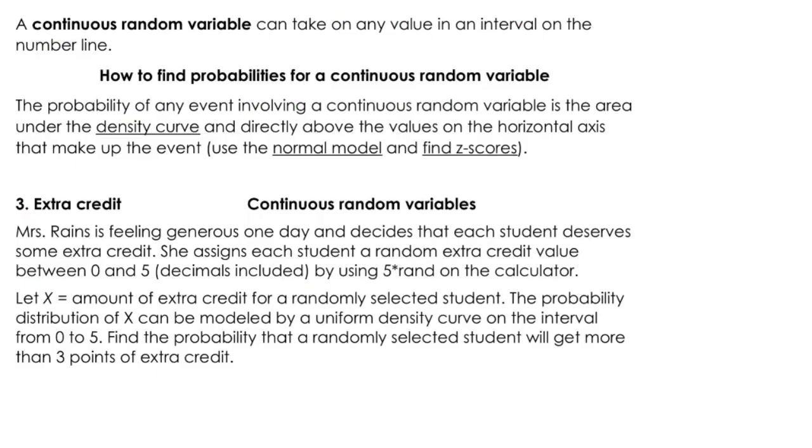All right, one more concept. A continuous random variable can take on any value in an interval on a number line. Previously in this video, we've been discussing discrete random variables where decimals and fractions have not been involved, but with things being discrete, there are also things being continuous. So, how to find the probabilities for a continuous random variable?